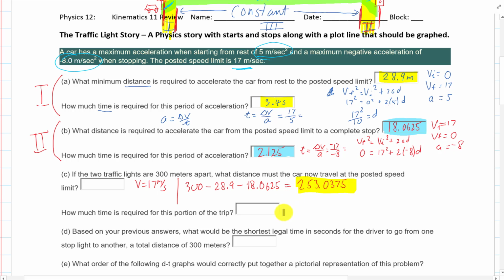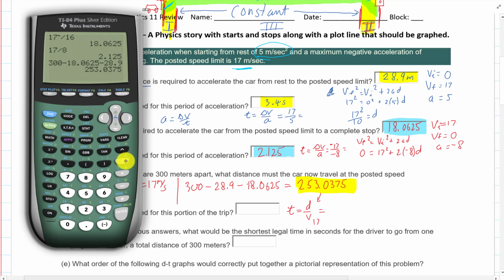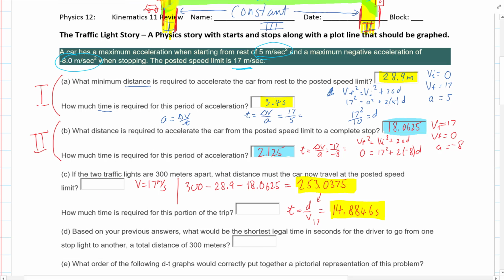And how much time will it require? Because this is constant velocity, time is just distance over velocity. So the distance is that number there, divided by 17. So take this number that we have and divide it by 17. That's the time for the constant velocity part. 14.8846 seconds. I'll just keep it to a stupid amount of 6 sig figs. So that's the time.